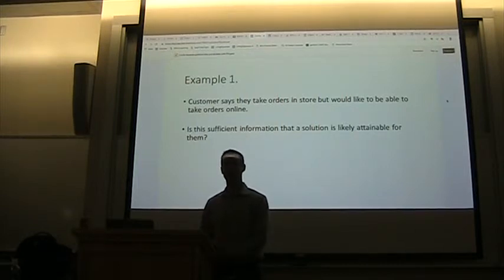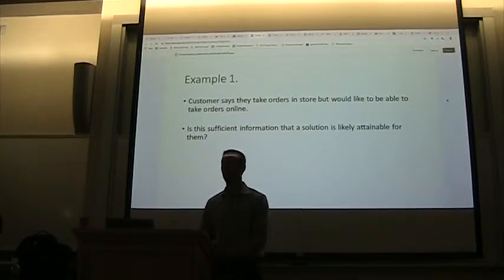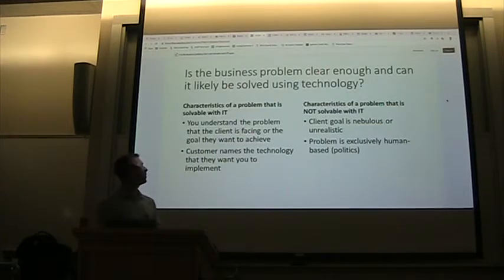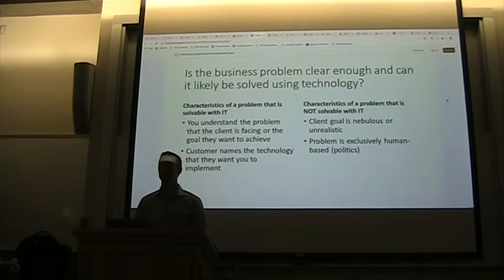Thanks. Anybody have another idea, an argument? The question is if it's solvable by IT. Okay, let's go back up to the previous thing. Let's look at the characteristics. Based on what they told you, does it look like it's column 1 or column 2? Is it nebulous? Or is it that you can kind of understand what they're trying to accomplish? I can understand the goal, but not the problem.